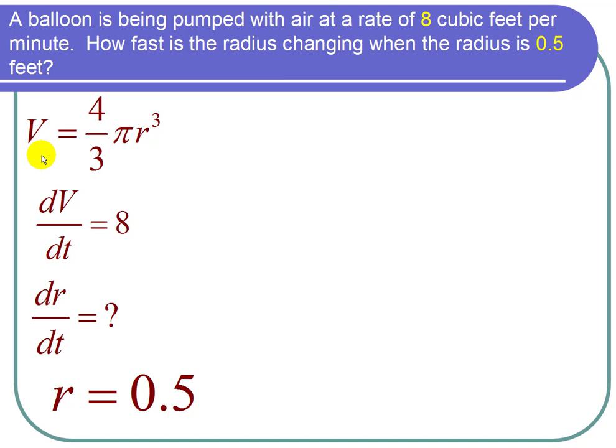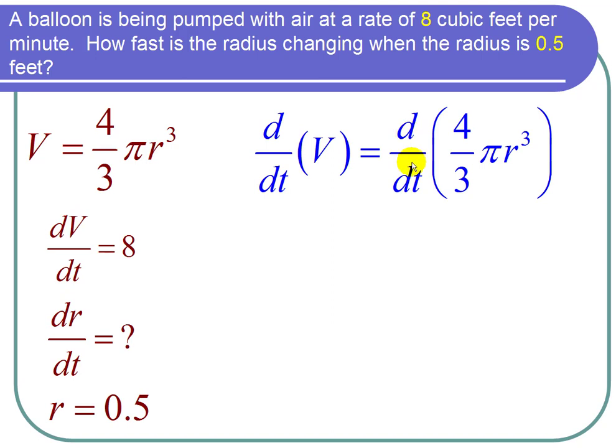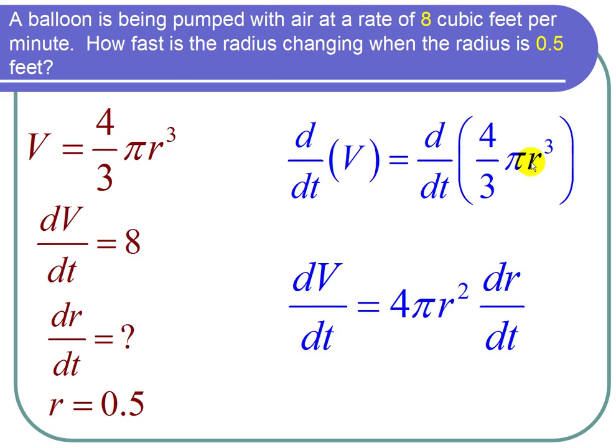And I can say that d over dt of V is equal to d over dt of 4/3 pi r cubed. Of course, d over dt of V is just dV/dt. And the derivative of 4/3 pi r cubed, well, the derivative of r cubed is 3r squared. So the 3 in 3r squared and the 3 in the bottom cancel. So we get 4 pi r squared. And then, since we're differentiating with respect to t, we need to multiply by dr over dt.